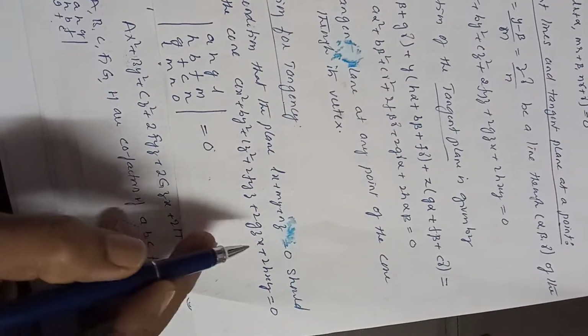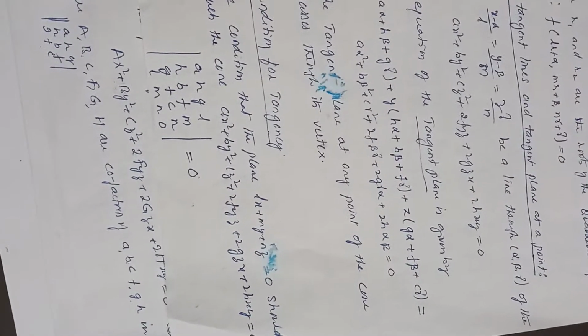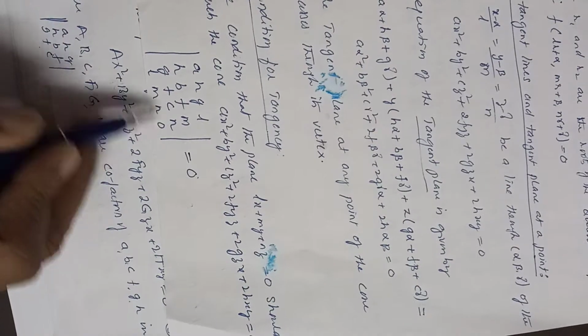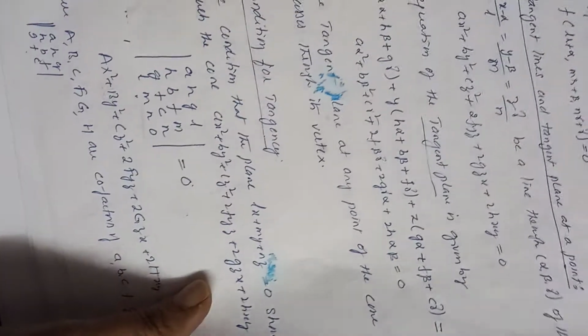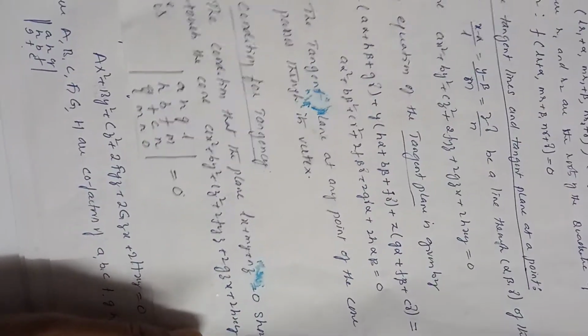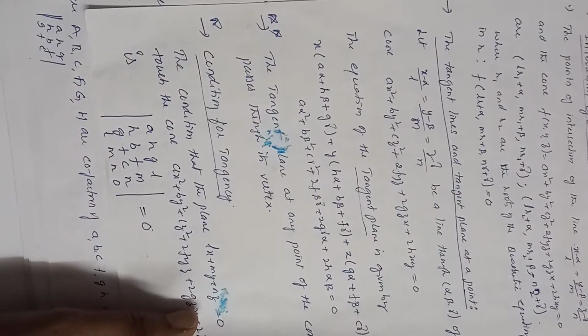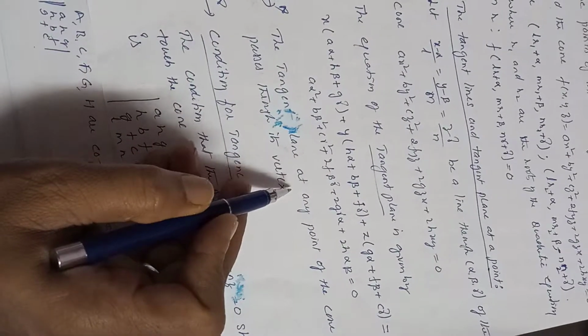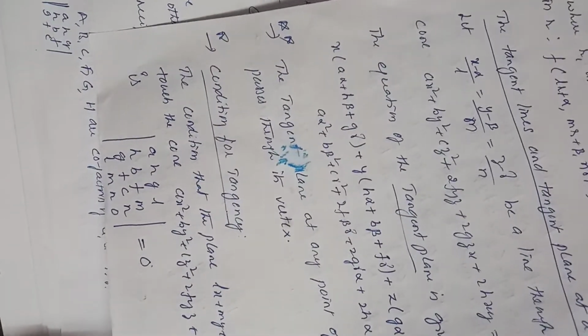Now, the condition for tangency. A plane is said to be a tangent plane if this condition is satisfied: the 4 by 4 determinant with rows a, h, g, l; h, b, f, m; g, f, c, n; l, m, n, 0 is equal to 0. If this determinant value is 0, then the given plane touches the cone and that plane is a tangent plane of the cone. The tangent plane at any point of the cone passes through its vertex. Simply remember this.